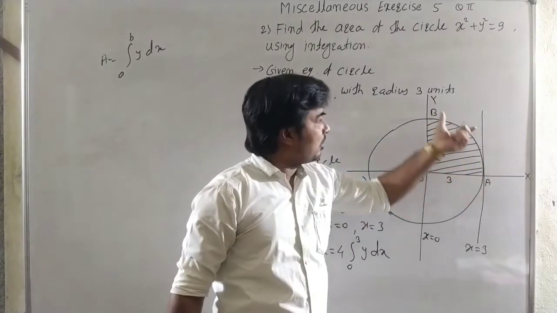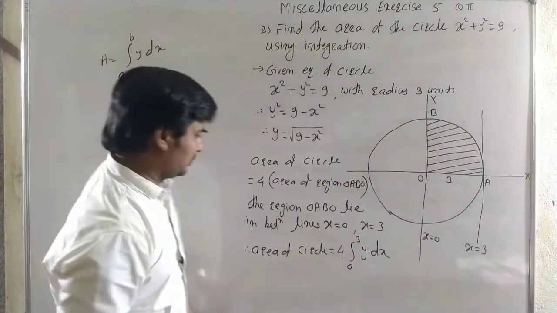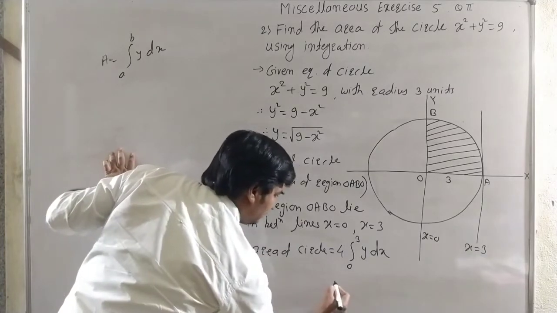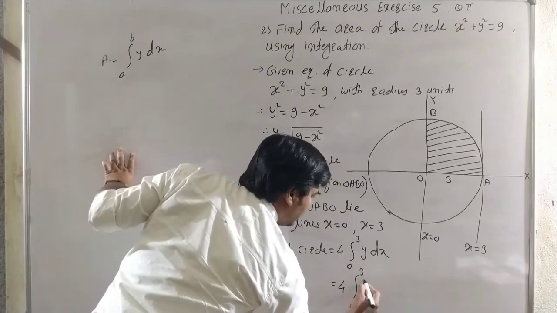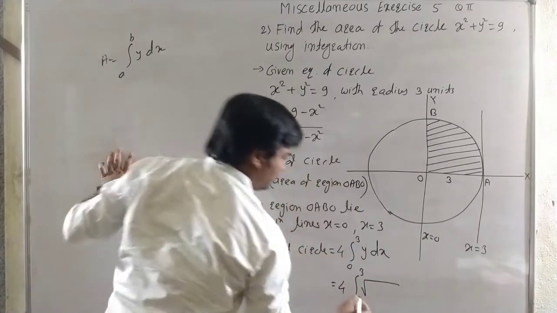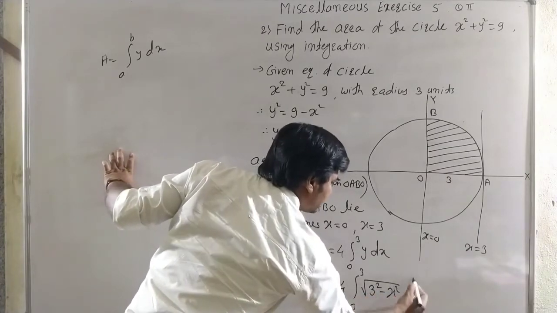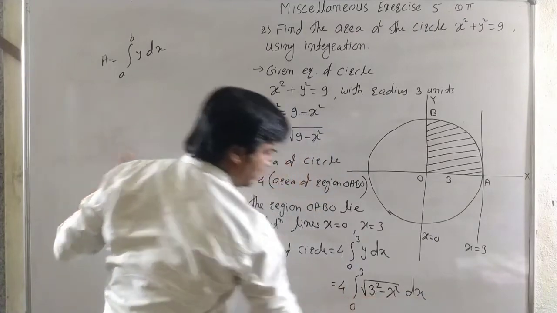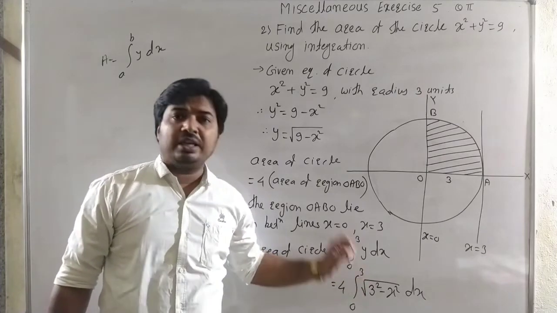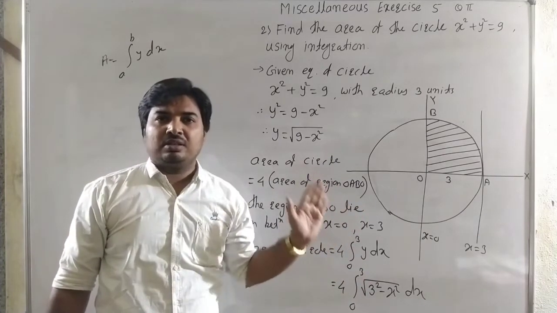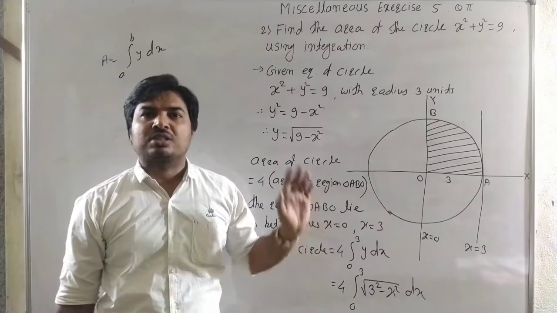This region is bounded by this curve, the lines x is equal to 0, x is equal to 3, and the x-axis, and therefore we can write 4 into integral 0 to 3 of y, which is under root of 9 minus x square, and 9 minus x square is 3 square minus x square, dx. Now here we use the formula for the integration of under root of a square minus x square, which is integral x by 2 under root a square minus x square plus a square by 2 sine inverse x by a.